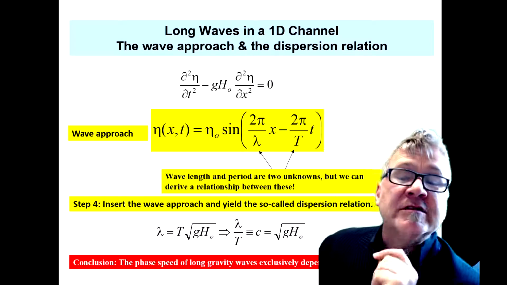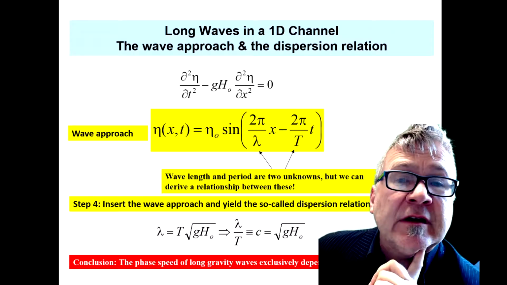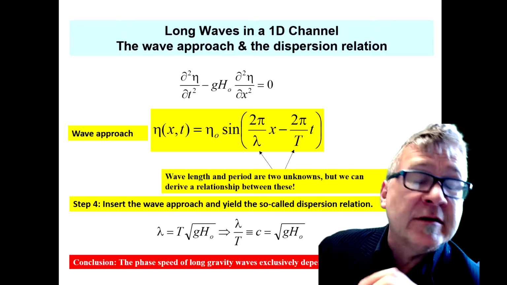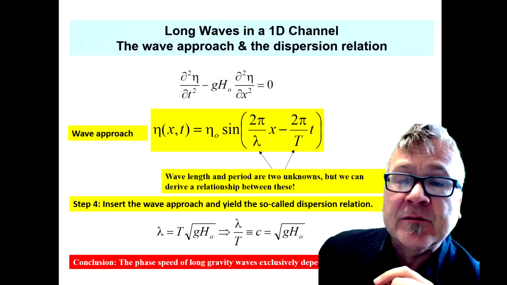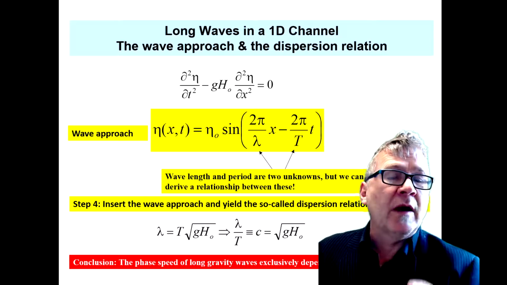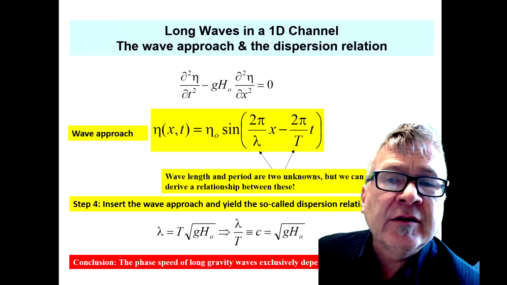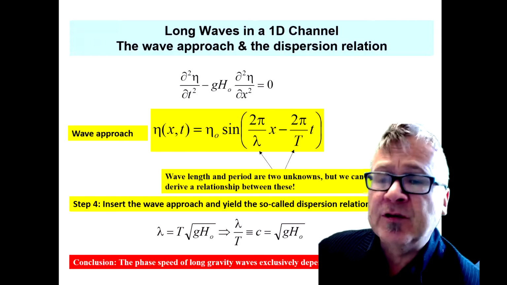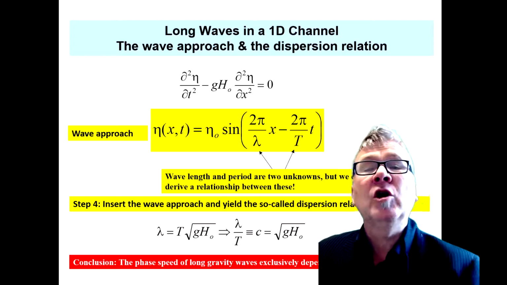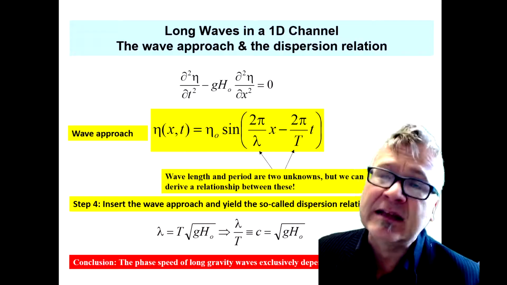So now you found a solution for the sea level elevation, and you know that the phase speed has to be square root g times h. But now you can go and plug this into the first equation, into the momentum equation. You get the rest of the solution. Let's do that.